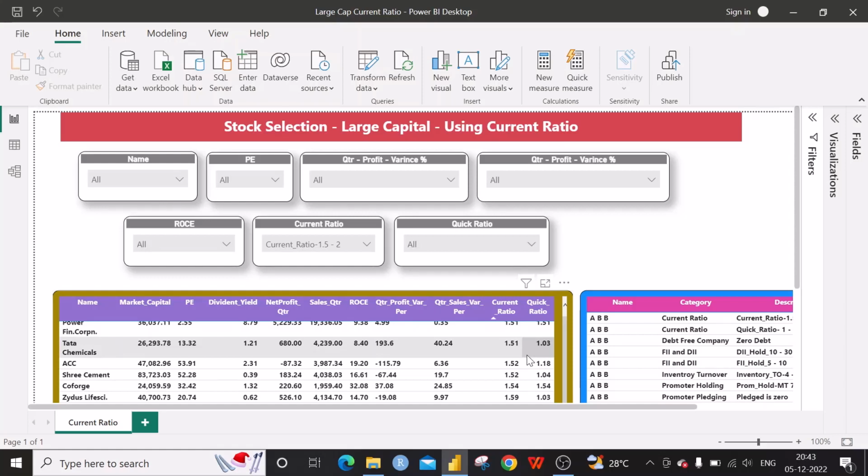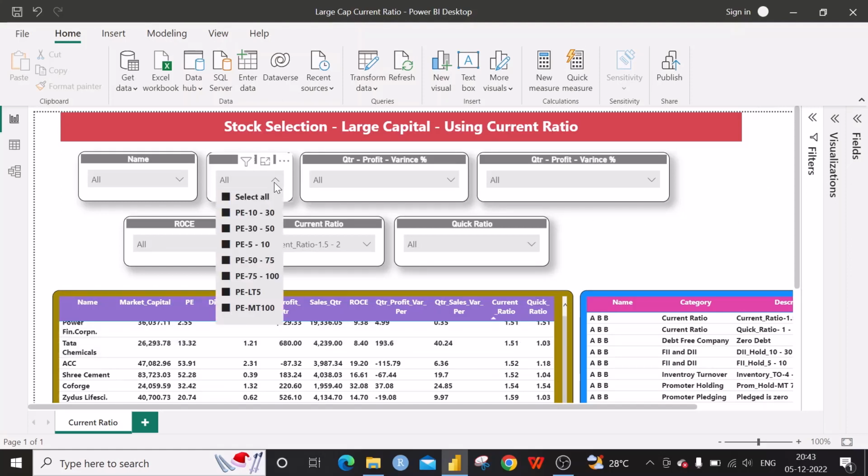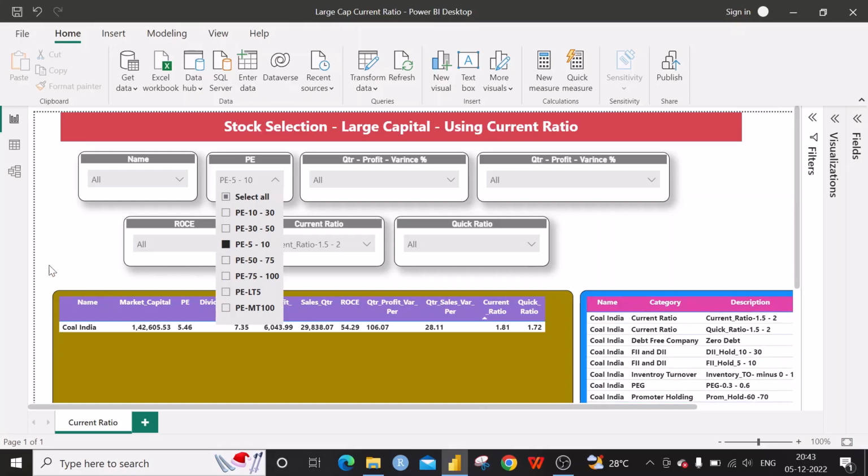If you are interested, we can also use other parameters to filter the stocks for selection. So for example, if you are only interested in PE, that is 5 to 10, then we can select this one. Only Coal India is satisfying these two conditions, that is the current ratio is 1.5 to 2 and the PE is 5.46, in the 5 to 10 range.